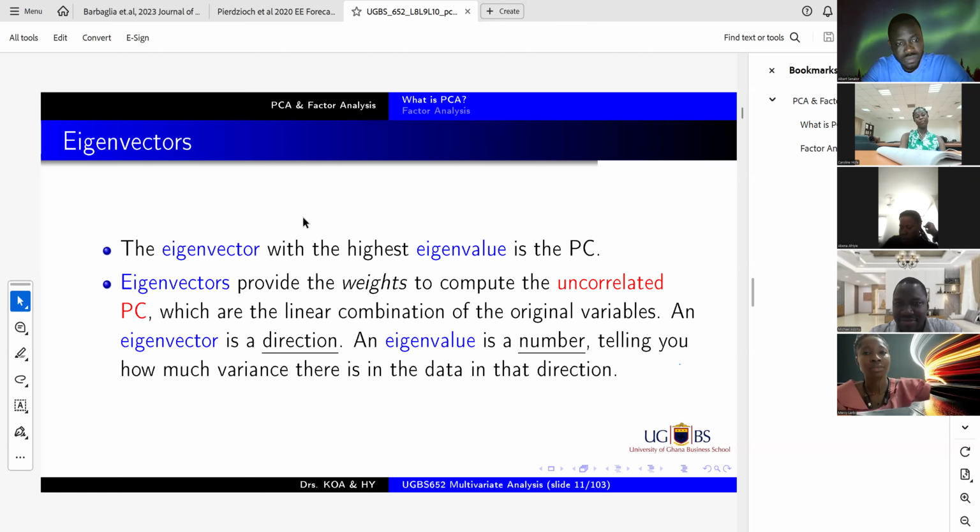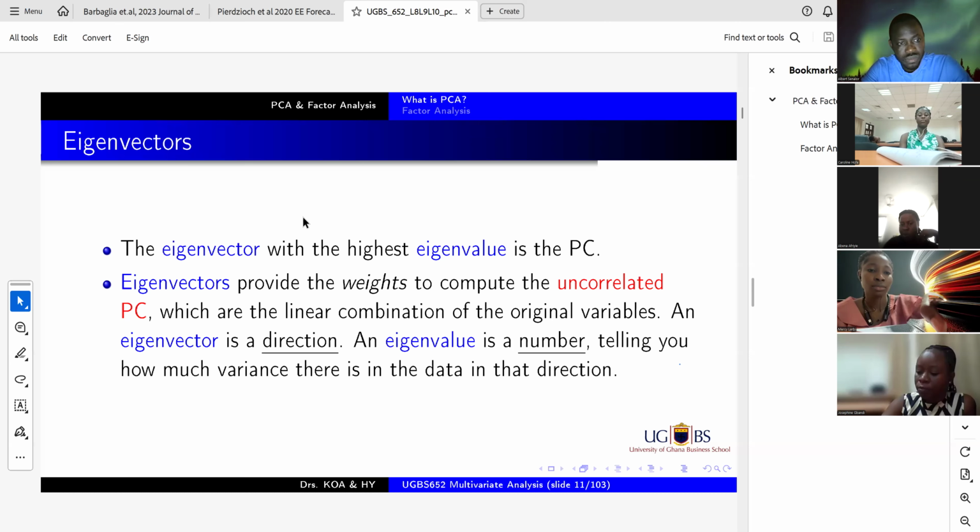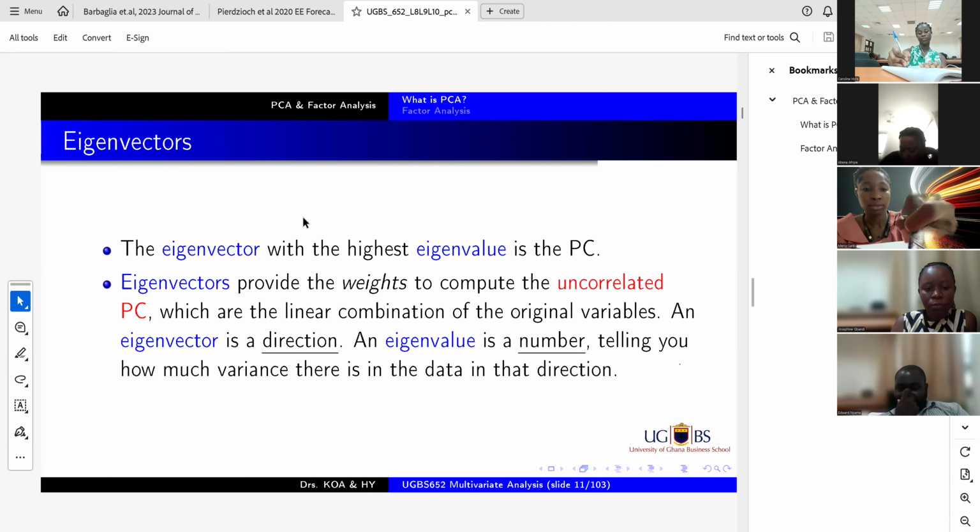Now, the next factor to look out for is known as the eigenvector and the eigenvalues. The eigenvector is the one with the highest eigenvalue in the principal component. Eigenvectors will give you the importance to compute the orthogonal principal components. The orthogonal principal components are linear combinations of the original variables. We know that. And you have an eigenvector.